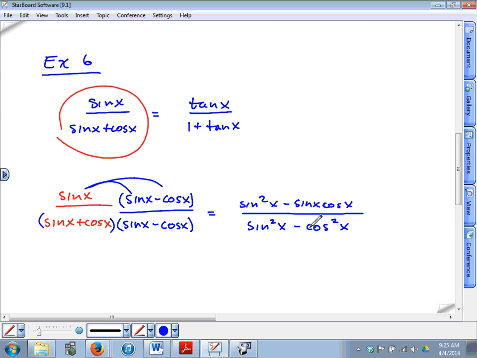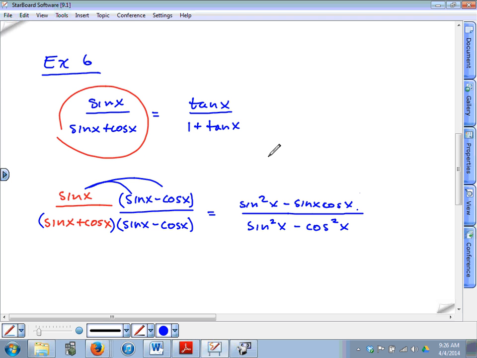Sine squared of x minus cosine squared of x. That looks like a Pythagorean identity. It's not. It looks similar, but what's the problem here? It's minus. It's supposed to be plus, so we can't use that Pythagorean identity. But sine squared of x equals 1 minus cosine squared of x. True. We can't cancel those out because they're part of these terms. If it's separated by plus or minus signs, that's part of a term, and you can't cancel out parts of terms, only a whole term.